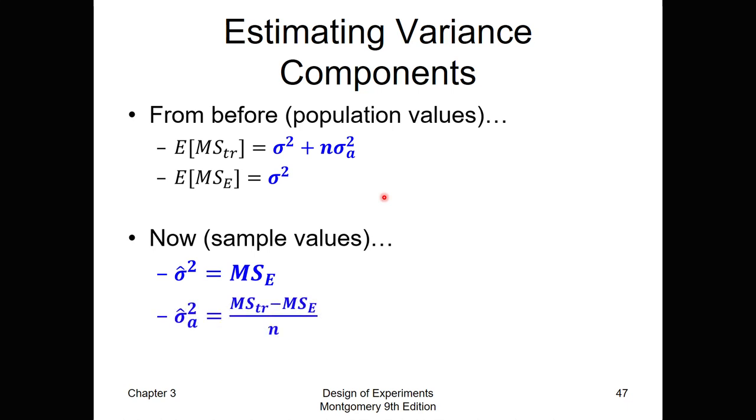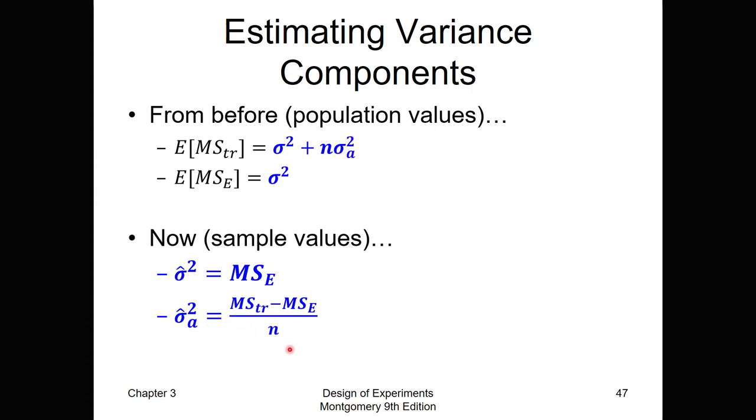or sigma squared hat. Now for sigma squared sub a, how do we look at the variance component that has to do with the treatment levels, the treatment effects? Well, what we do is we come up here to this expected value of the mean squared treatment and solve for sigma squared sub a.